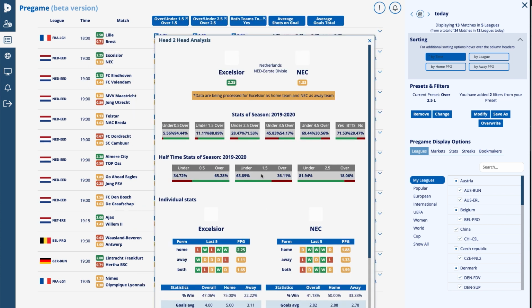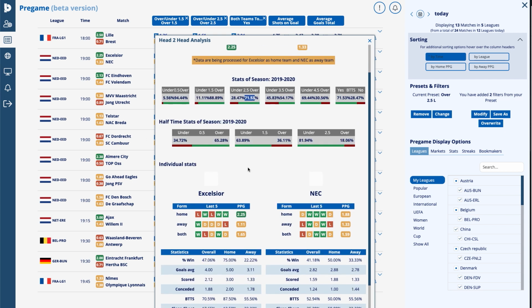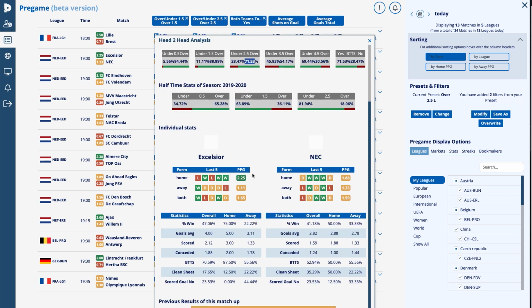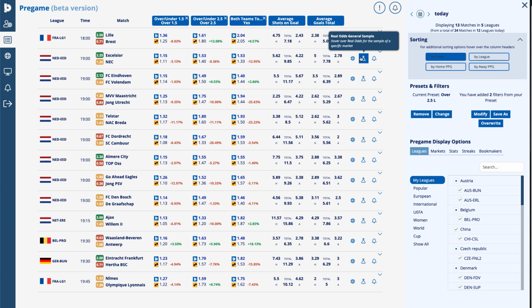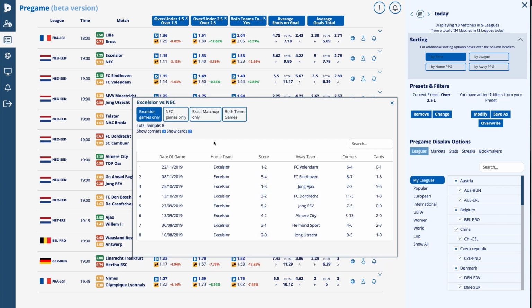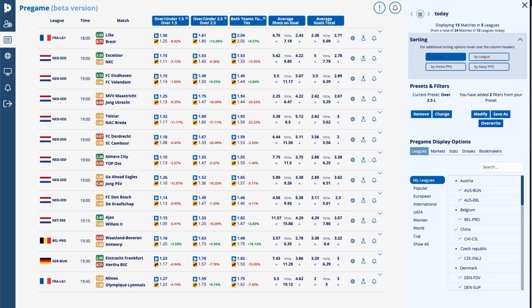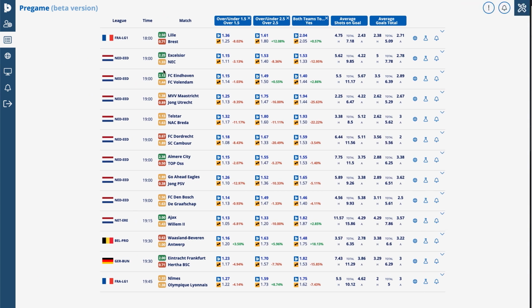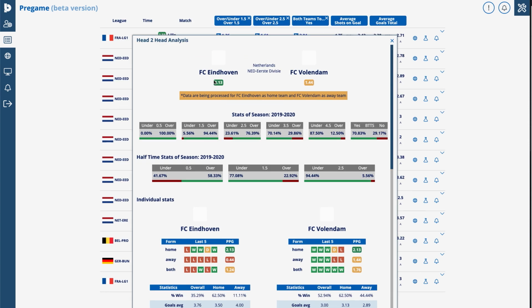Excelsior. We have a nice over 2.5. It's very common in the Dutch competitions. They are really over 2.5, as we can see here. Let's have a look at the general samples. Again, we don't have 10 games. Okay, so let me just get rid of this. We have more space. Let's go to Eindhoven.